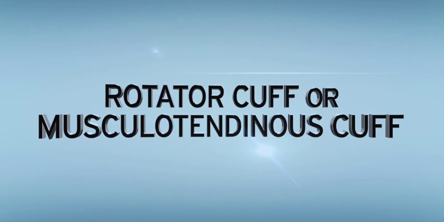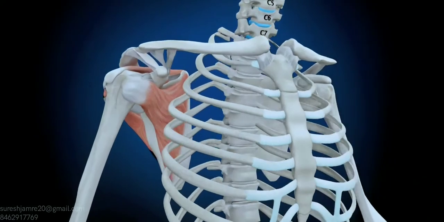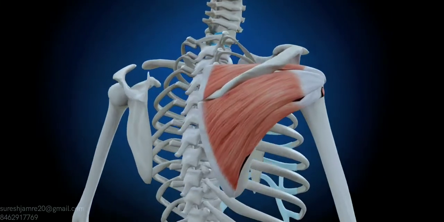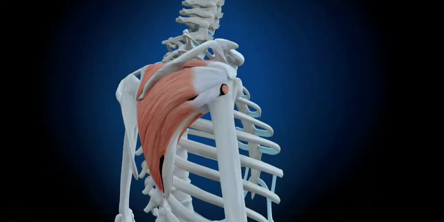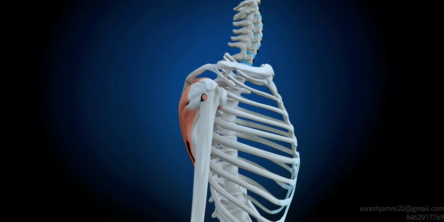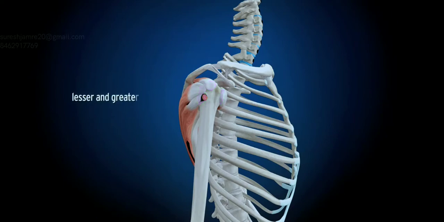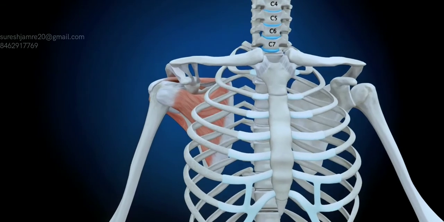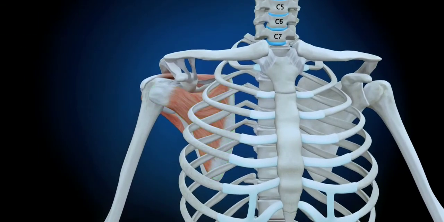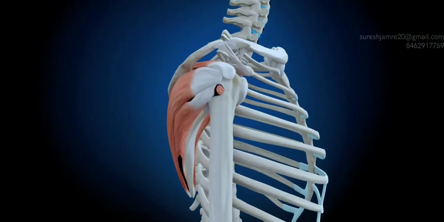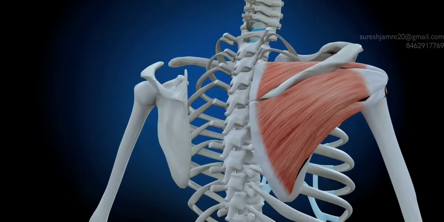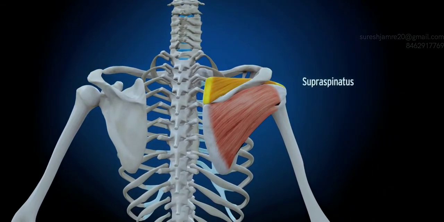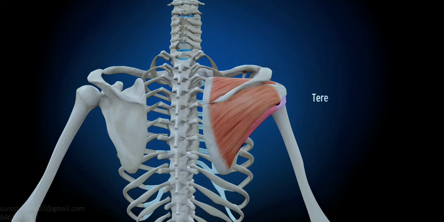Rotator cuff, or musculotendinous cuff. The musculotendinous cuff of the shoulder is a fibrous sheath formed by four flattened tendons which blend with the capsule of the shoulder joint and strengthen it. The muscles which form the cuff arise from the scapula and are inserted into the lesser and greater tubercles of the humerus. They are the subscapularis, the supraspinatus, the infraspinatus, and the teres minor.